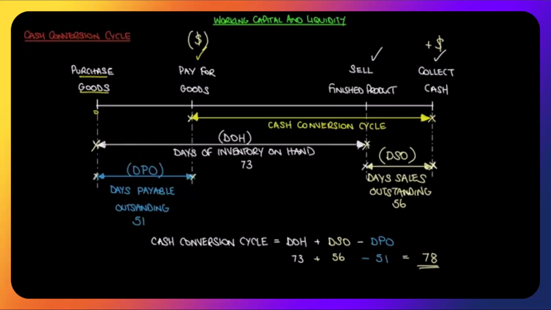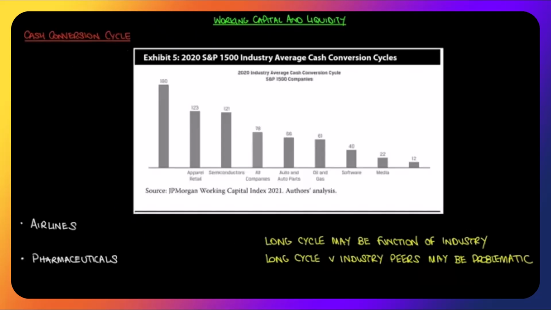Well, it just so happens that 78 days is the average, or I should say was in 21, the average cash conversion cycle of all companies in the S&P 500. But it will depend on your industry exactly what it looks like. Some will be shorter, some will be longer, just by the nature of the industry and their business model. So let's take a look.